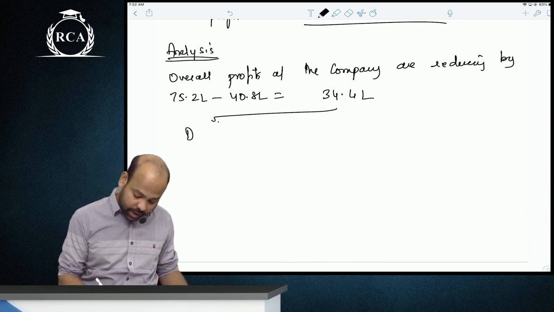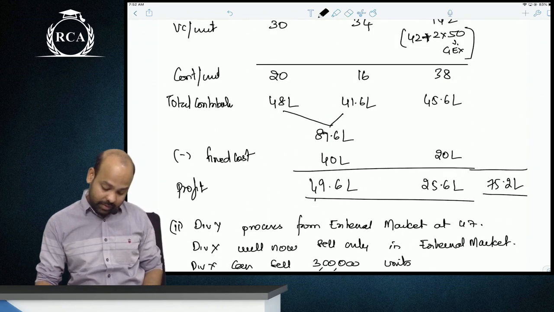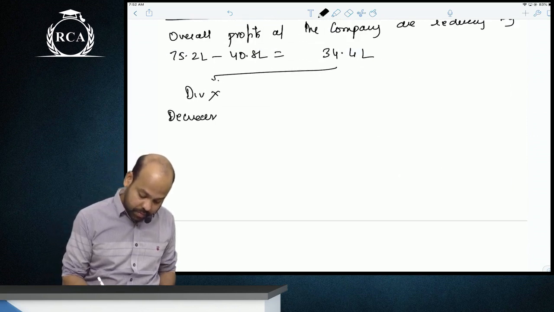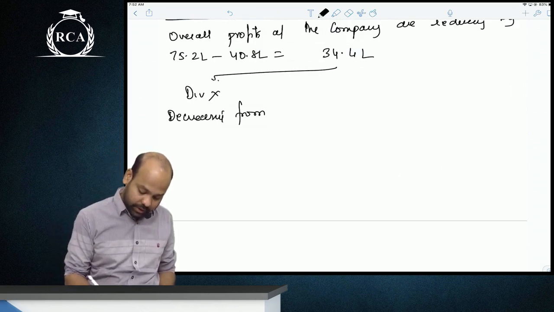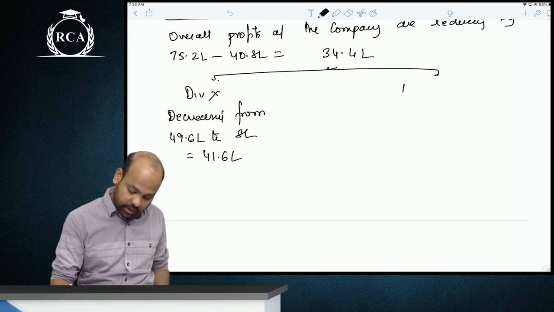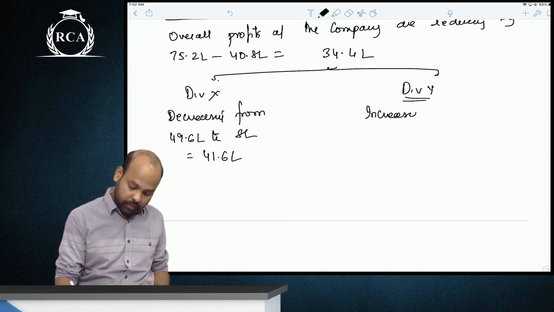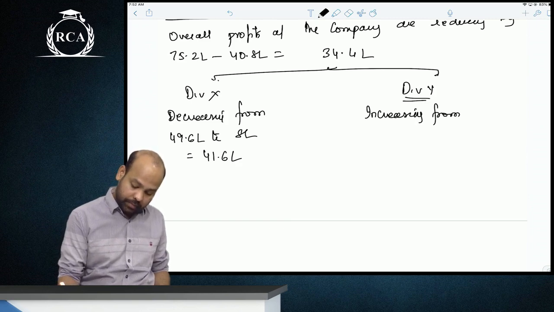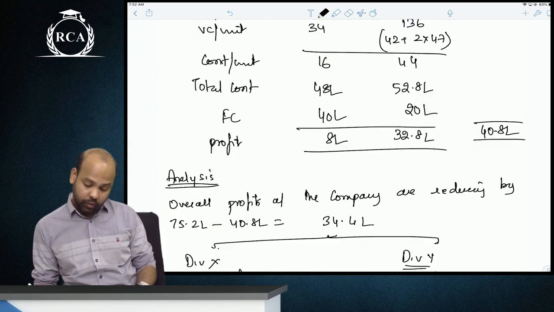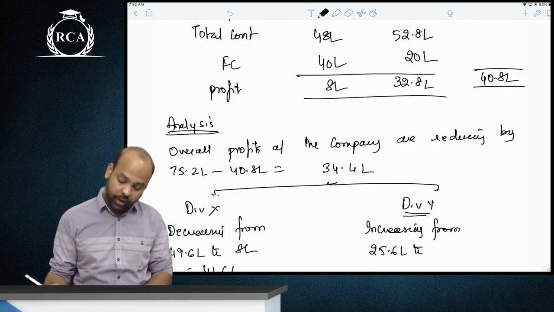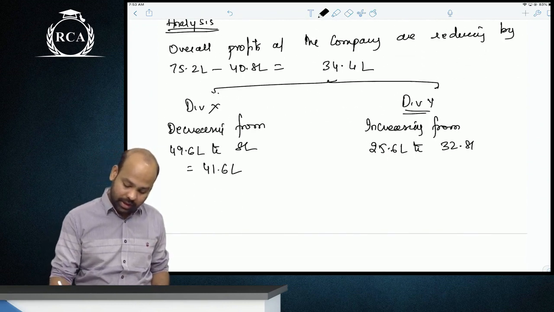If you look at Division X, earlier the profit was decreasing from 49.6 lakhs to 8 lakhs, that is 41.6 lakhs. Division Y is increasing from 25.6 lakhs to 32.8 lakhs.